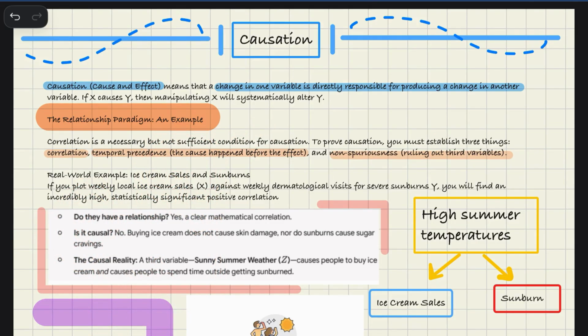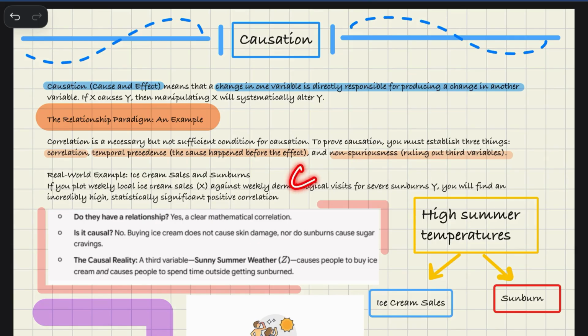Therefore first there should be correlation, second there should be temporal precedence, and then there should be non-spuriousness. That means ruling out the third variable. This is the hardest pillar to achieve. A relationship is spurious if it looks real but is actually an illusion. So to prove causation, your relationship must be non-spurious, meaning you have completely ruled out all the hidden confounding third variables.